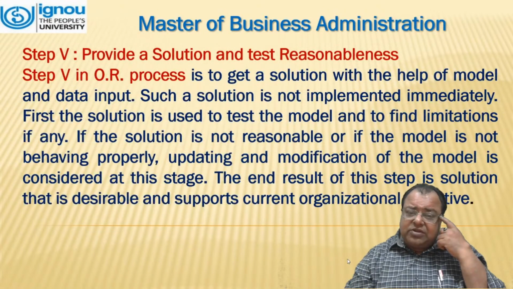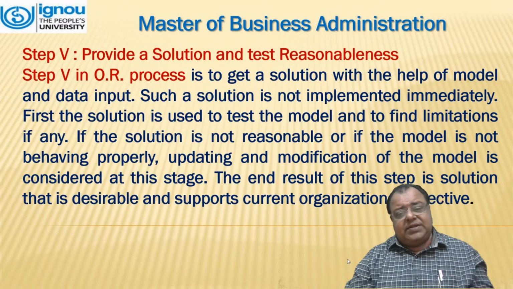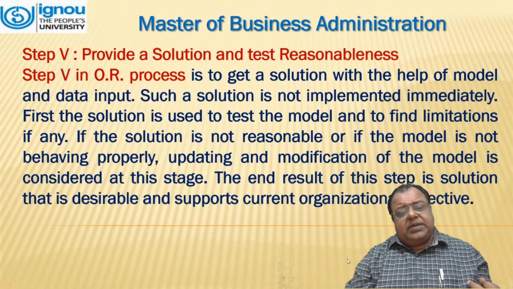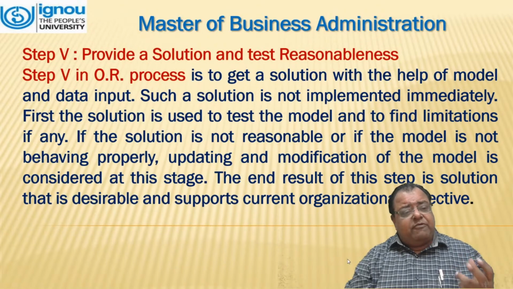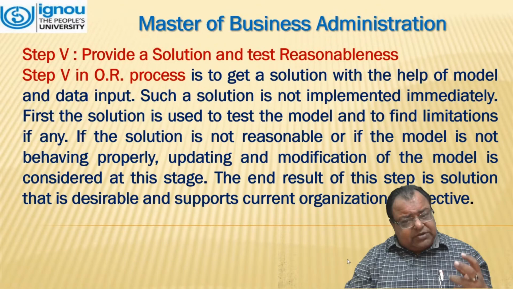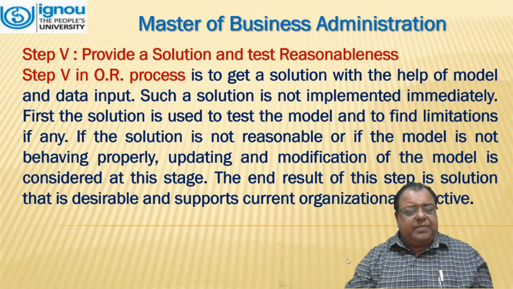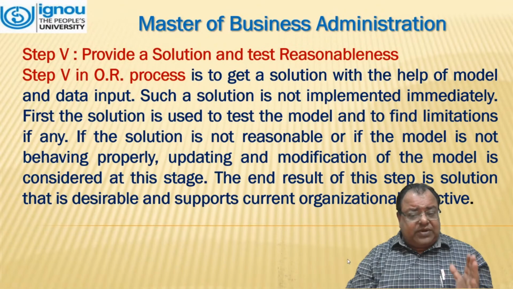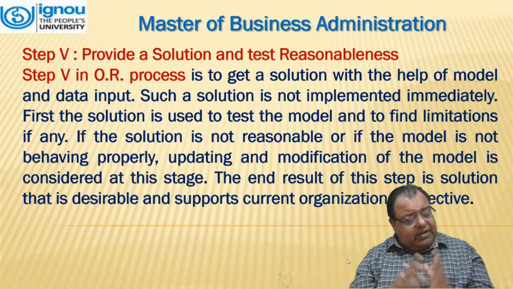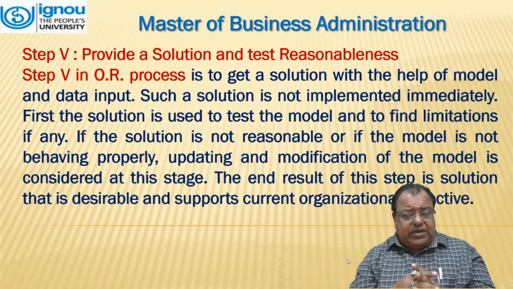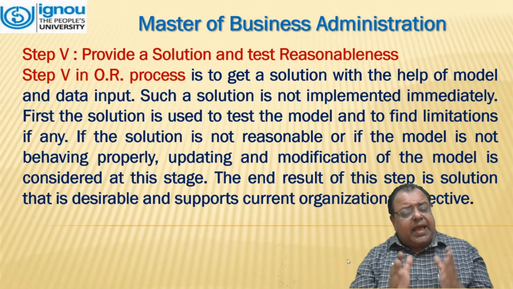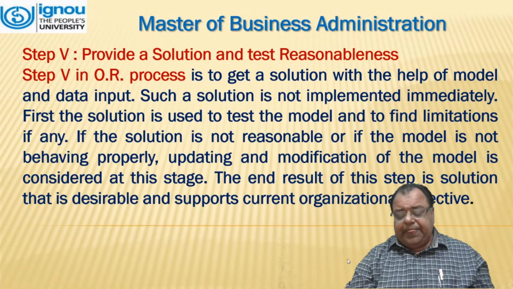Step 5 is to provide a solution and test reasonableness. It is a step to get a solution with the help of the model and data input. Such a solution is not implemented immediately. First, the solution is used to test the model and to find limitations, if any. And if the solution is not reasonable or if the model is not behaving properly, updating and modification of the model is considered at this stage. The end result of this stage is a solution that is desirable and supports current organizational objectives.